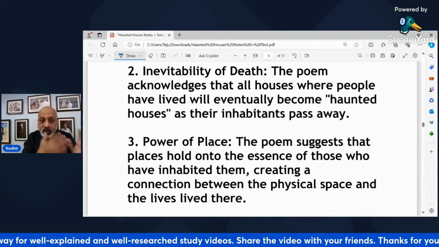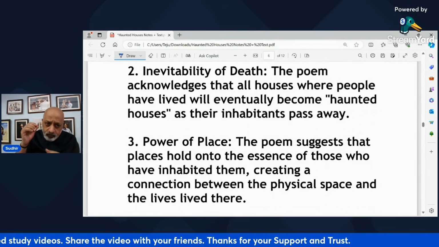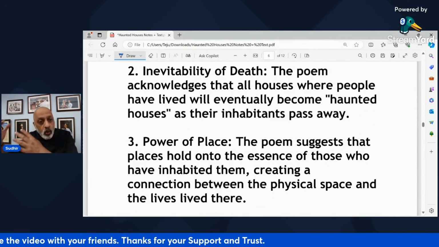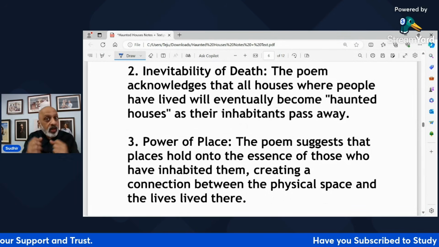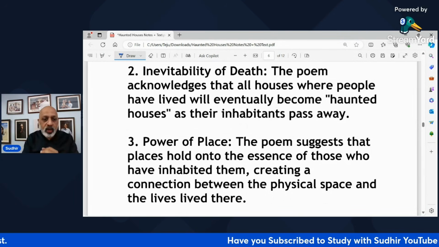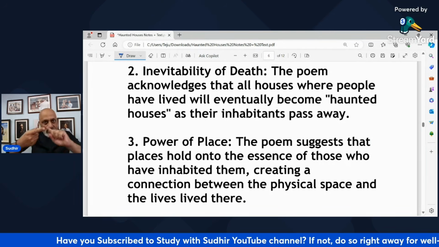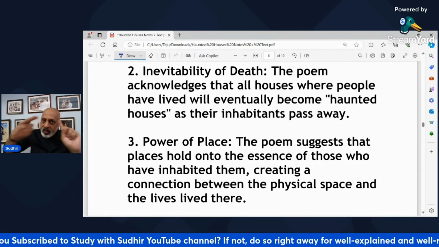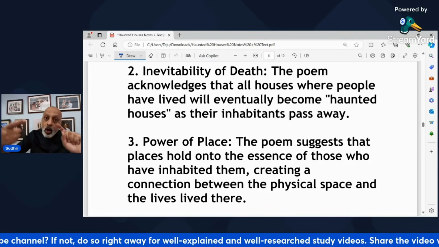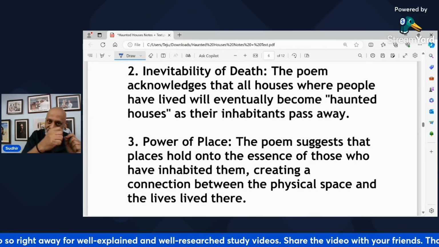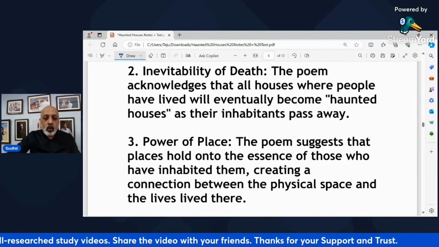The inevitability of death. Everybody has to die at some point of time or the other. So he's acknowledging that people who have lived will eventually become haunted houses because their inhabitants pass away. The power of the place. Okay, so that places hold on to the essence of those who have inhabited them, that there is a strong connection between the human being and the places that they inhabit. So there is a certain sense of power of the place itself. So there is a connection between the physical space, as in the house, and the people who lived there.